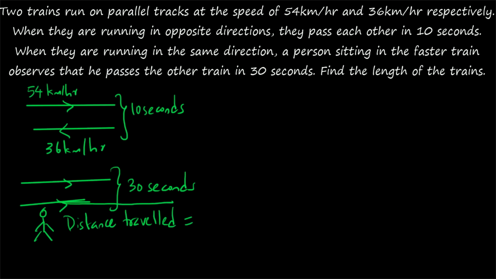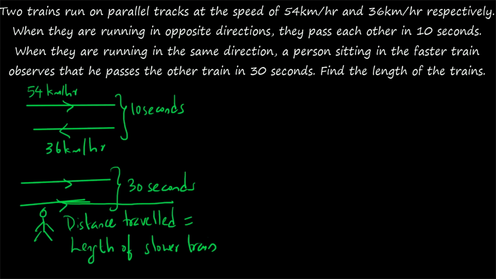Whenever a reference point is given, the distance travelled will not be the sum of the length of the trains. It will be the length of one train only. So which train you have to find out. When a person is sitting in the faster train and he is observing that he is crossing the other train, it means the distance travelled will be equal to the length of the other train. The distance travelled is equal to the length of the slower train. So that is the key point here.